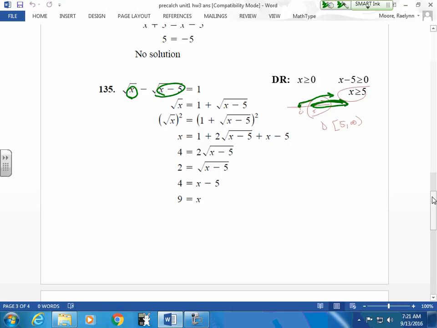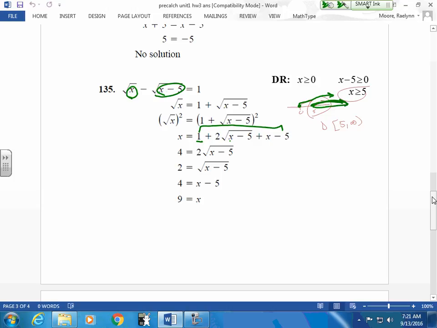Again, isolate your radical. It doesn't matter if you move this one over or the other one over. Either one you want to move over is fine. Square both sides. You get another radical. Combine your like terms. Switch it to the other side. Keep your x. Move that over. The x's go away. This is kind of nice.